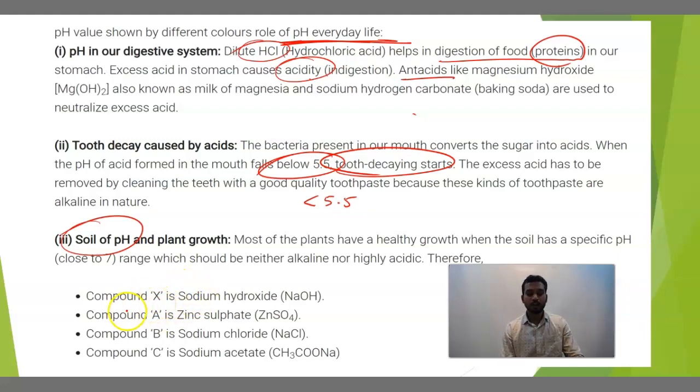For example, we can see a compound X is sodium hydroxide. We can take more compounds here: zinc sulfate, sodium chloride, sodium acetate. These are different examples; some are neither acidic nor basic, whereas sodium hydroxide is completely basic. ZnSO4, zinc sulfate, sodium chloride, sodium acetate, so these are the different compounds. If sodium hydroxide is more, that is, if base is more, add acid so that the solution will become neutral. Then we can use it on that soil.